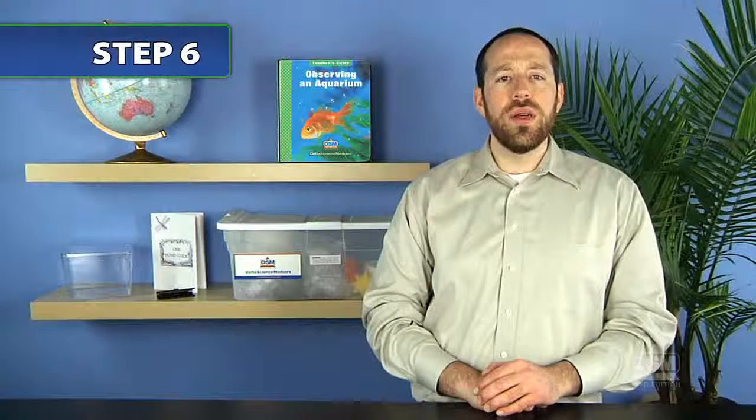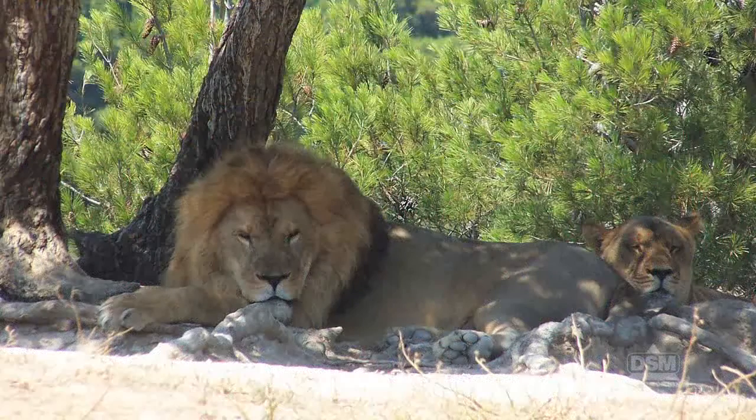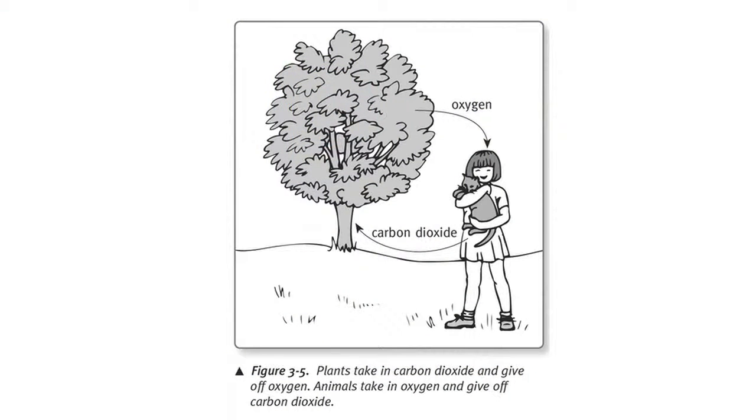Ask students, why do you think plants are important on Earth? Guide students to understand that plants provide food and offer shade and shelter to other living things. Explain that plants also help clean the air by taking in a gas in the air called carbon dioxide and giving off a gas called oxygen. Animals breathe in the oxygen produced by plants and breathe out carbon dioxide. In simplest terms, plants and animals help each other breathe.